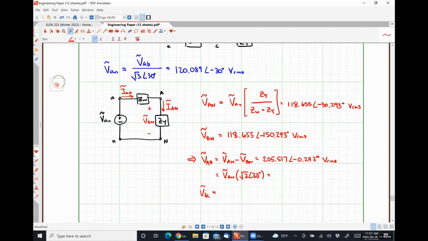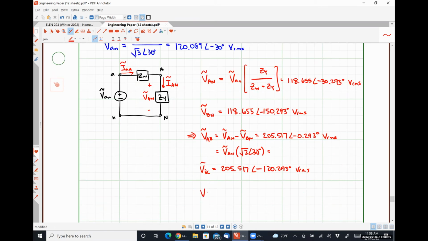In a balanced three-phase circuit, all of these things have to have exactly the same magnitude, and their phase angles have to be separated by 120 degree increments. Okay. So VBC would become 205.517 angle negative 120.293 degrees volts RMS, and VCA would be 205.517 angle negative 240.293 degrees volts RMS.